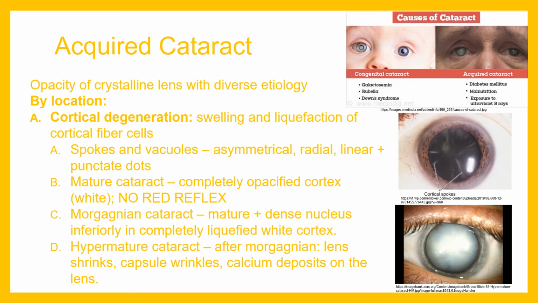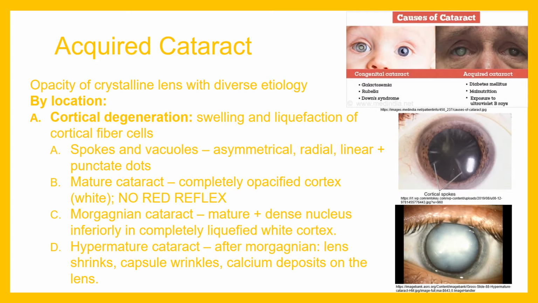The acquired cataract can also be categorized by location. First, the cortex can degenerate around the nucleus, which will result in swelling and liquefaction of the fiber cells within the lens. That will appear as spokes and vacuoles, and these will be very asymmetrical and radial spoke-like, and they'll be linear and may include punctate dots as well.